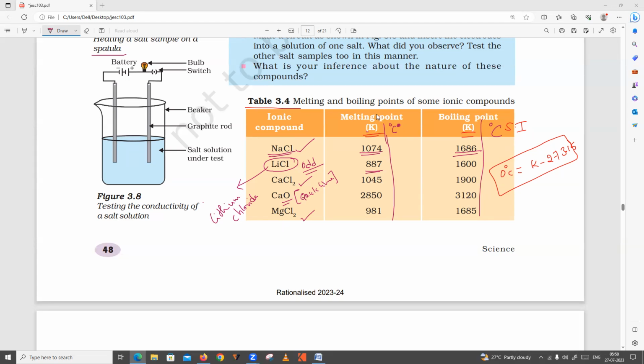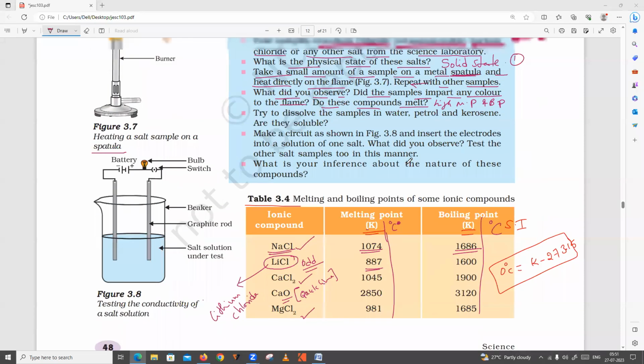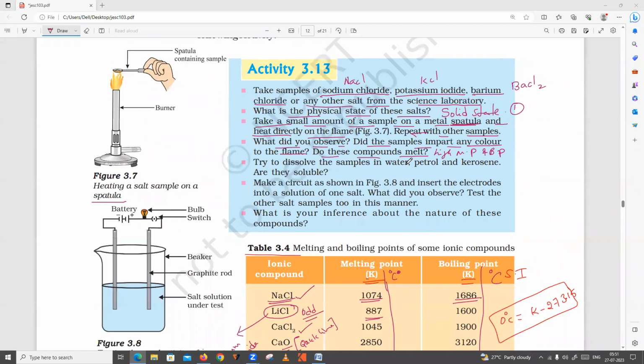Basically all the salts, ionic compounds, have high melting points and boiling points. Only a few will impart colors to the flame. Few of them impart different colors to the flame, so that color is not required. They're asking, did the samples impart any color to the flame? Few of them will impart the color. Do these compounds melt? As they have high melting points, it will take more time to melt, okay?